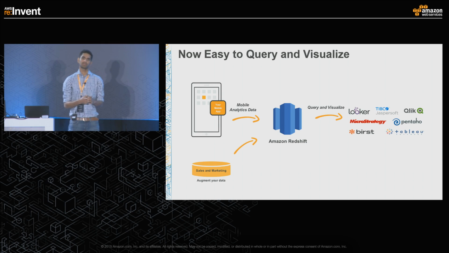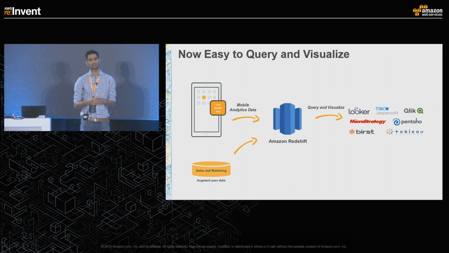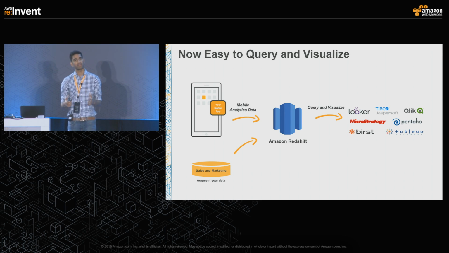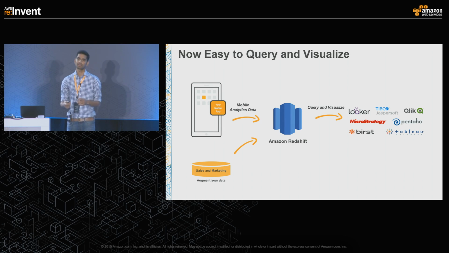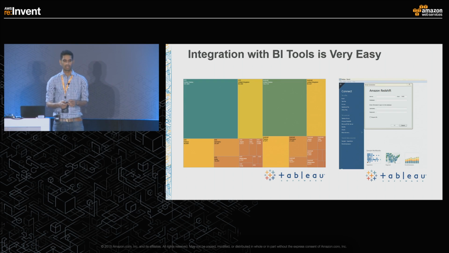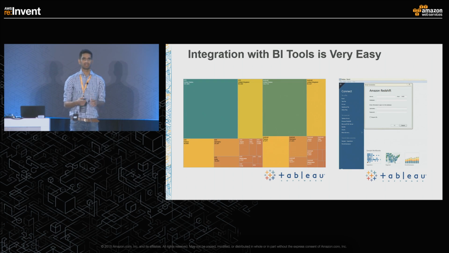We have seen great customer use cases where customers are using open source tools like R, and visualization tools like D3, which are JavaScript based. So we are seeing a wide variety of use cases where customers are using their favorite BI tools to generate insights and run custom analysis. Integration with BI tools is very simple. Amazon Redshift connects seamlessly with most of the BI tools, so once you've connected, you can quickly build your visualizations within no time.